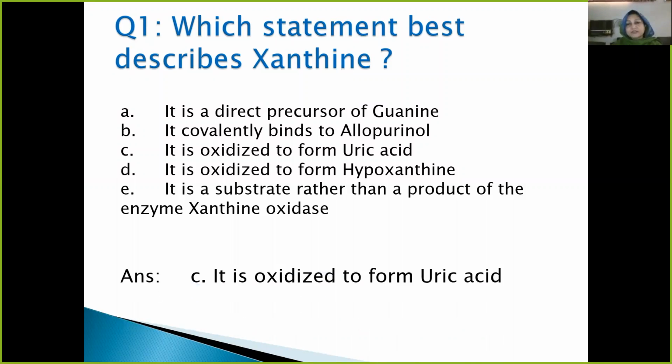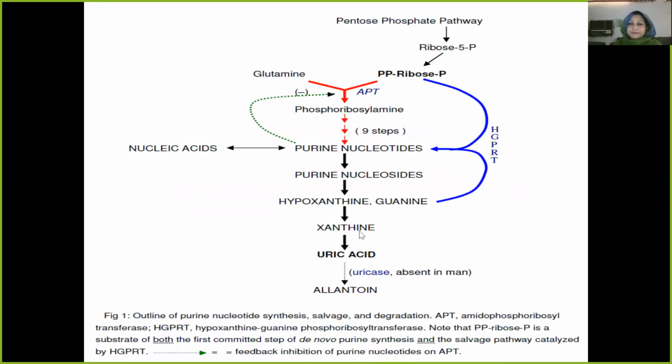See, it is oxidized to form uric acid. Now back to the pathway. Here you can see hypoxanthine and xanthine. Hypoxanthine is converted into xanthine and xanthine to uric acid through the action of an enzyme.